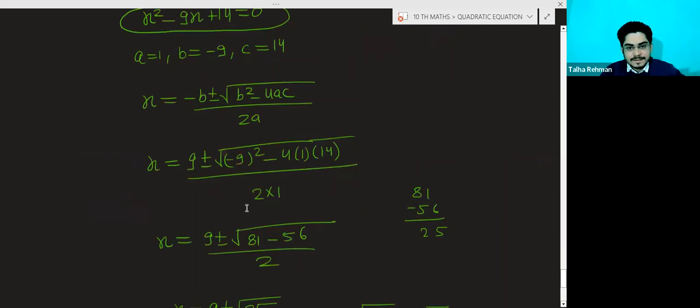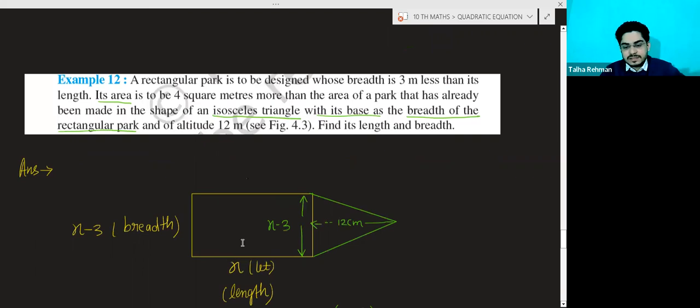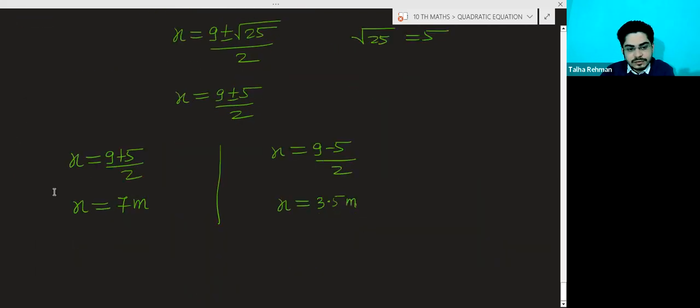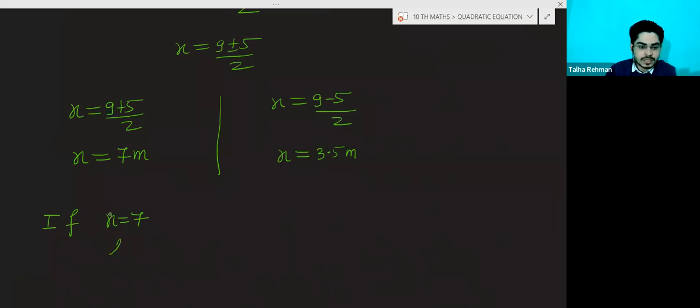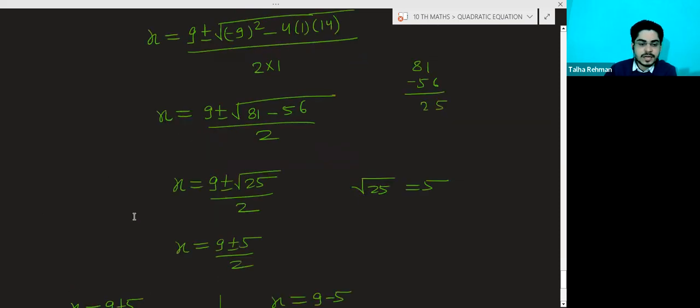So what was the x? What was the x? Length. Length is this. Means length can be either this value 7 or length can be either 3.5. So if we are taking x is equal to 7, if x is equal to 7 you are taking, then this will be the length. So you can say length is equal to 7 meter of the rectangular part.